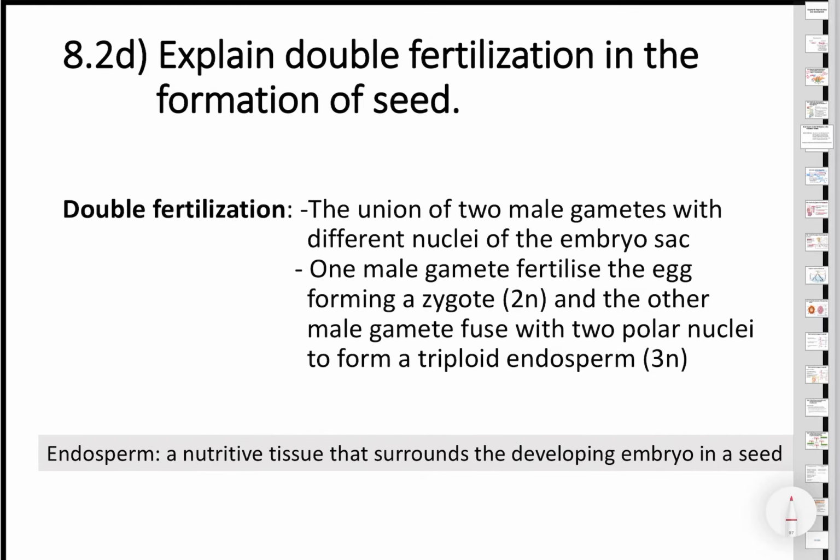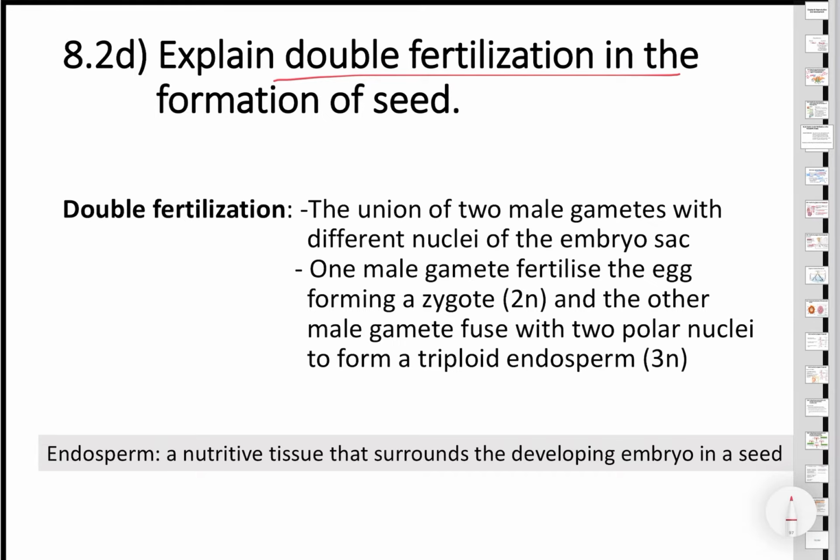Hi, now we're going to look at the process of double fertilization in the formation of seed. So before this, kita dah tengok formation of pollen grain, iaitu dalam pollen grain ada male gamete. Kita dah tengok formation of the embryo sac, di mana dalam embryo sac ada female gamete.